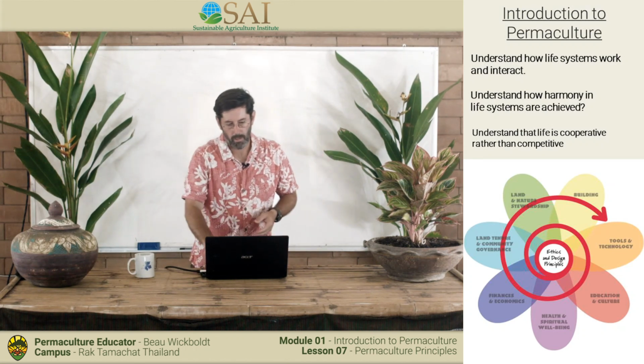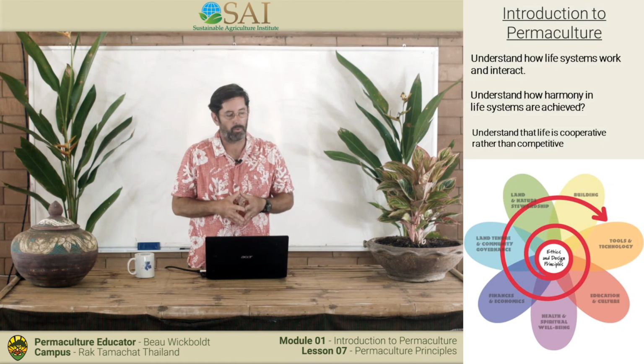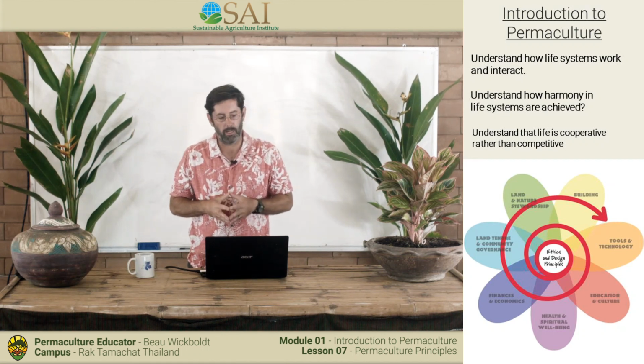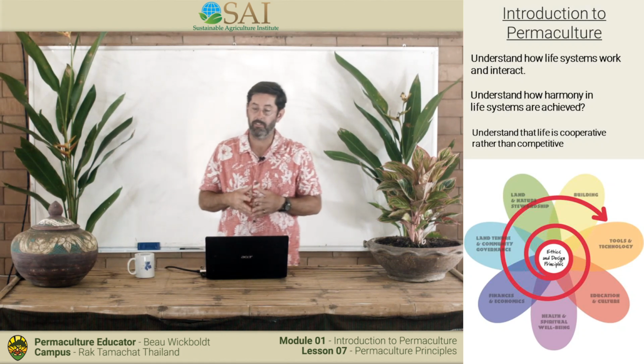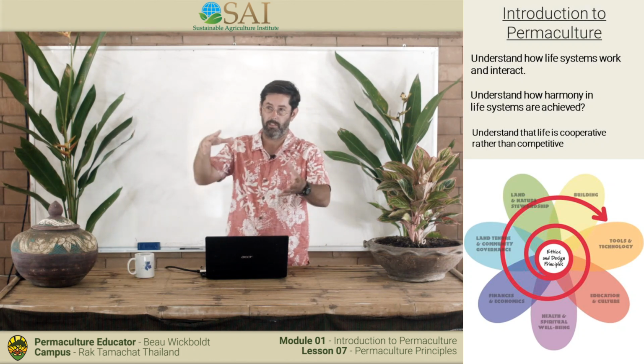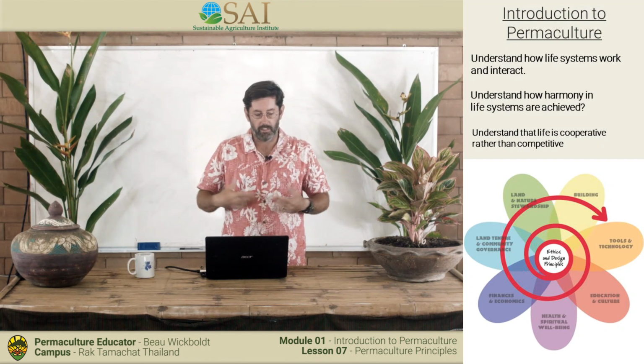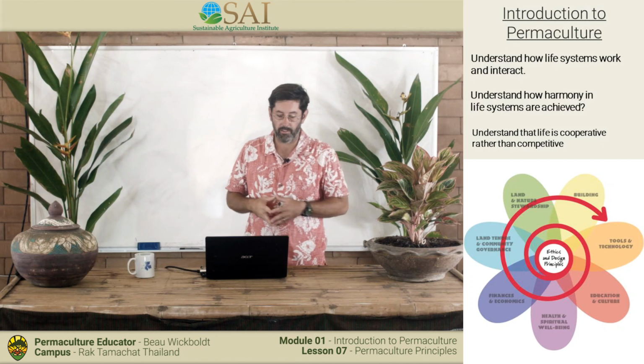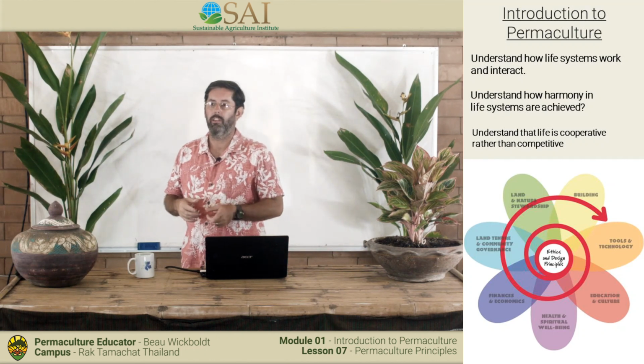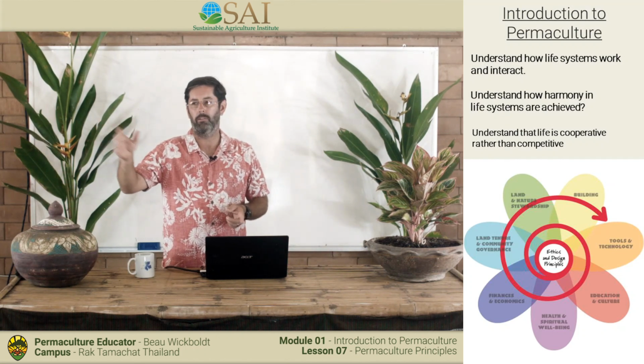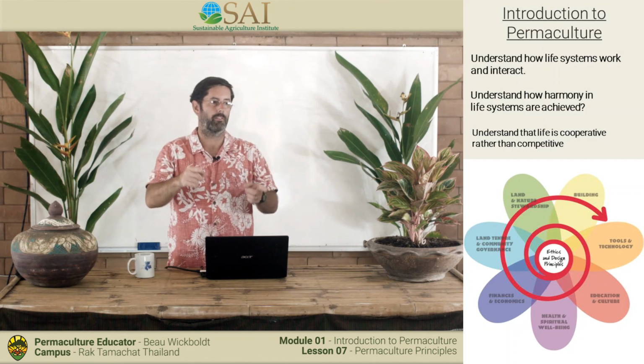Google's got a lot. So understand how life systems work and interact is what this is trying to describe. Understand how harmony in life systems is achieved, right? Things need to be in balance. And understand that life is cooperative rather than competitive. So we need to know time and space relationships so that we put things in the right place at the right time.